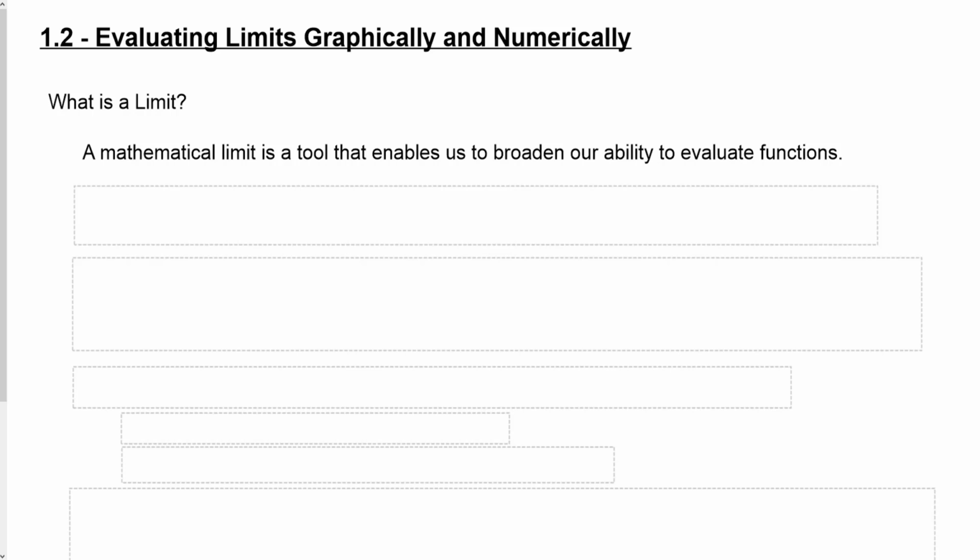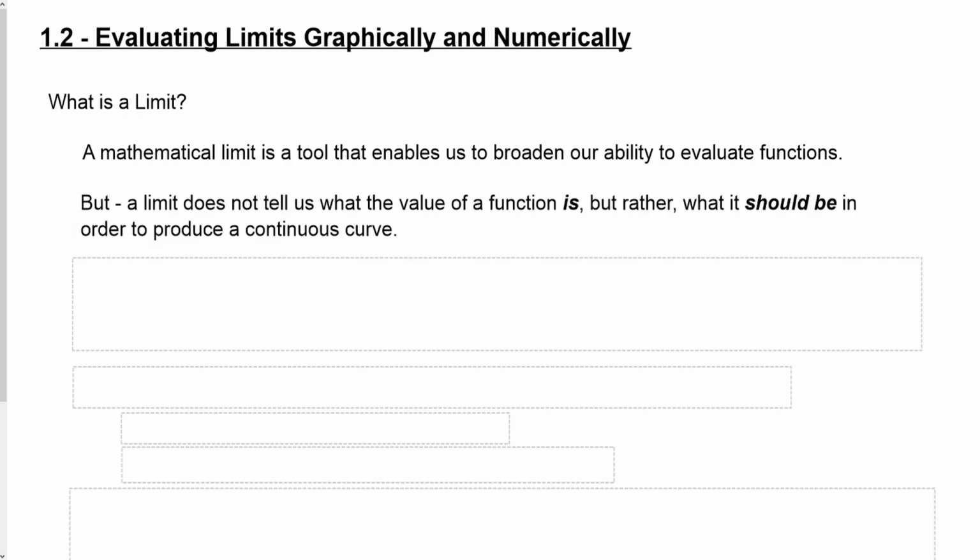A mathematical limit is a tool that enables us to broaden our ability to evaluate functions. Occasionally, when working with functions, we run into undefined values. These happen with division by zero, even roots of negatives, these sorts of things. What do we do in those cases? How do we continue to work with them? Well, a limit helps us do that.